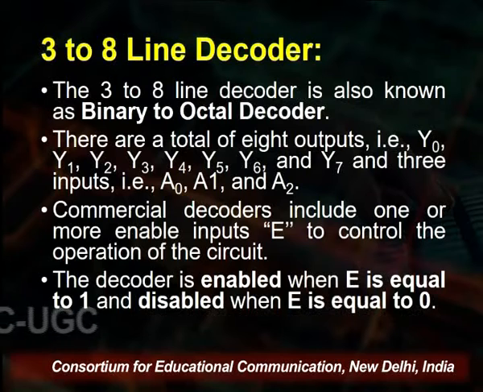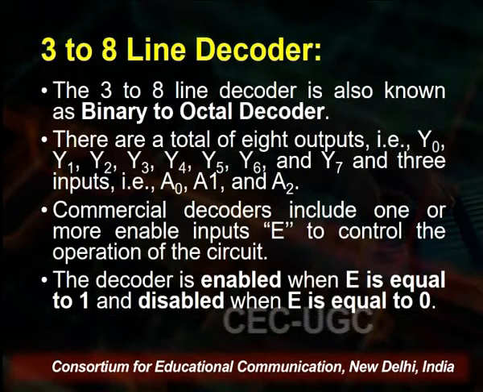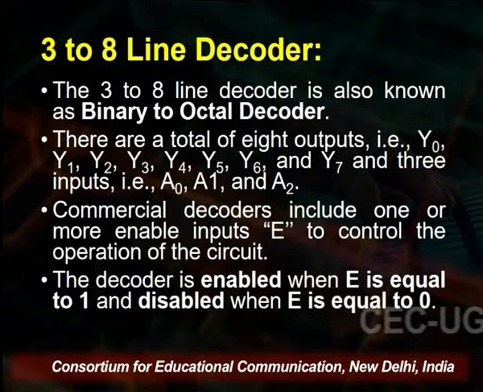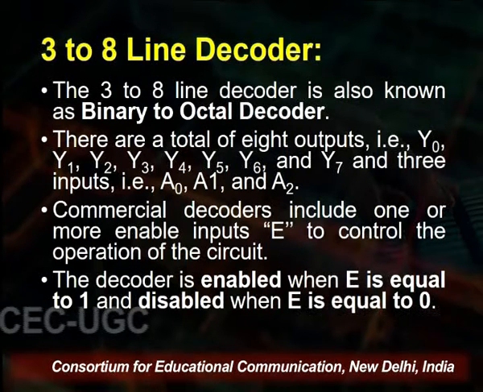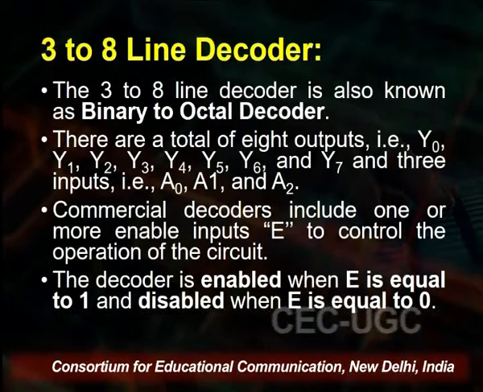Commercial decoders will include one or more inputs, called the enable input, represented by E, which is used to control the operation of the circuit. The decoder is enabled when E is equal to 1 and it is disabled when E is equal to 0.